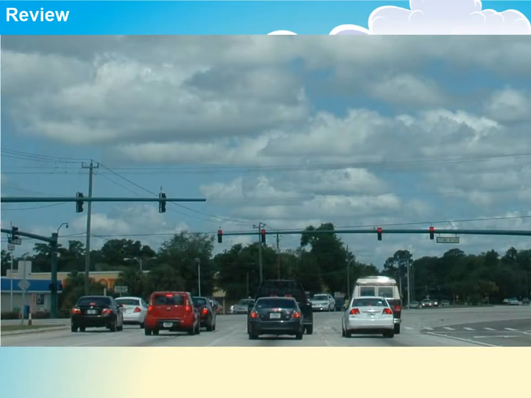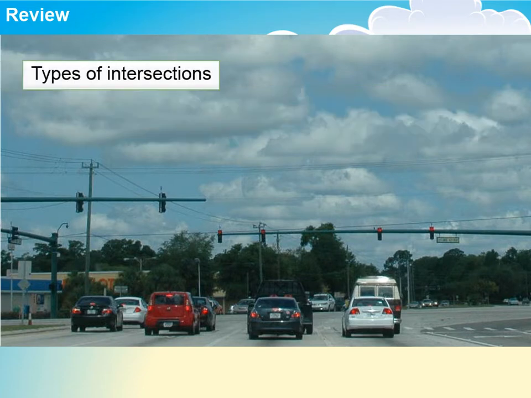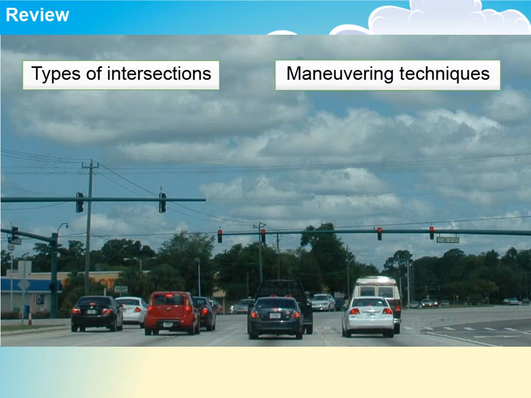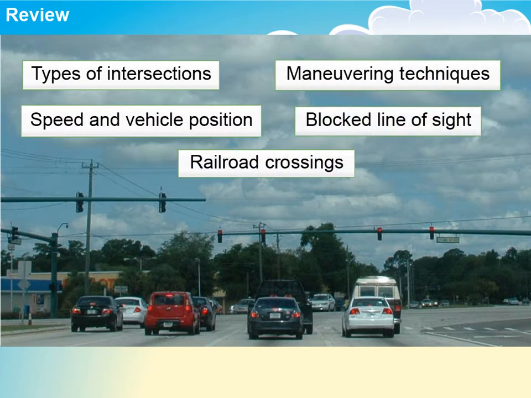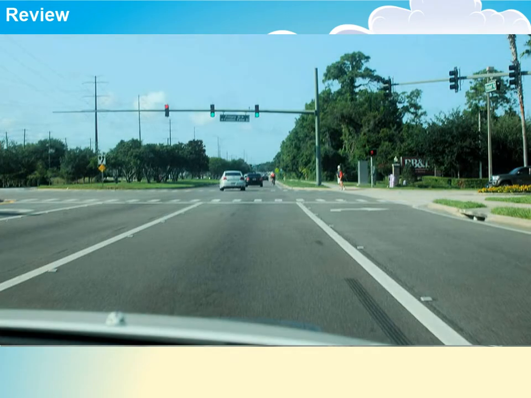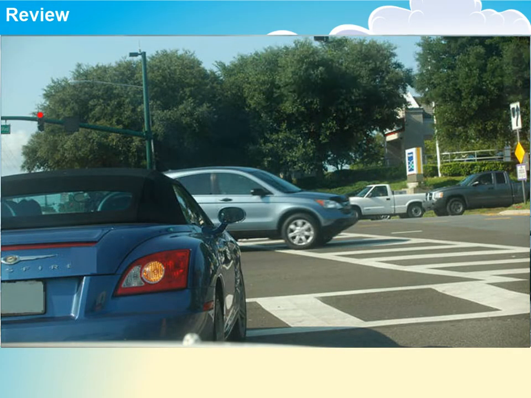This module described how to approach and manage traffic conflicts that are present in intersections. We covered types of intersections, maneuvering techniques, speed and vehicle position, blocked line of sight, and railroad crossings. Searching in all directions is critical as you approach the intersection. Locate traffic controls and begin to follow their direction. Reduce your speed. Yield to anyone that is already in the intersection.